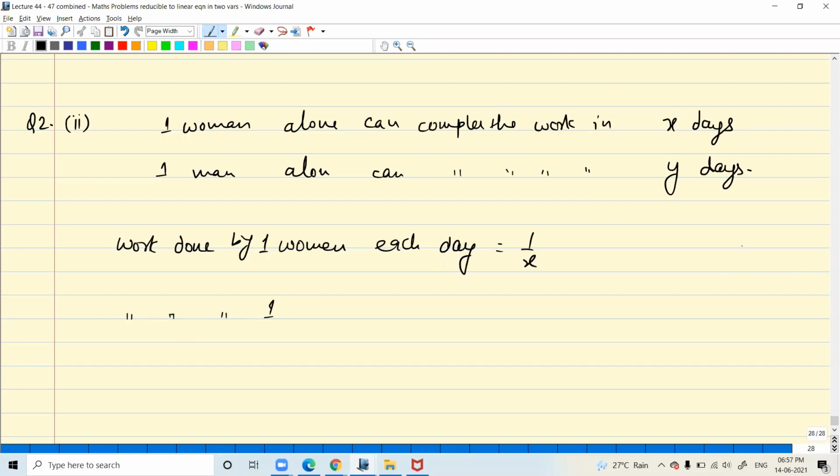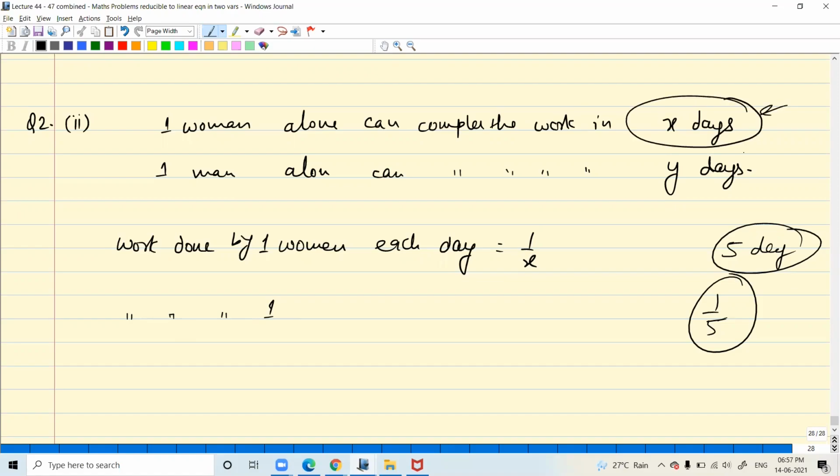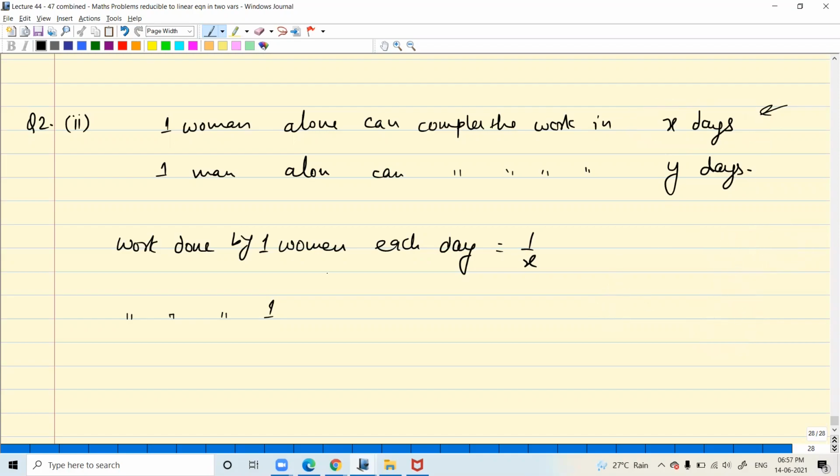Charan, just now we understood, if someone completes the work in 5 days, every day they have to do 1/5 of the work, no? Yes, sir. So one woman completes the work in X days. So every day, how much work is she doing? 1/X of the work, no? Yes, sir. Okay. Fine.